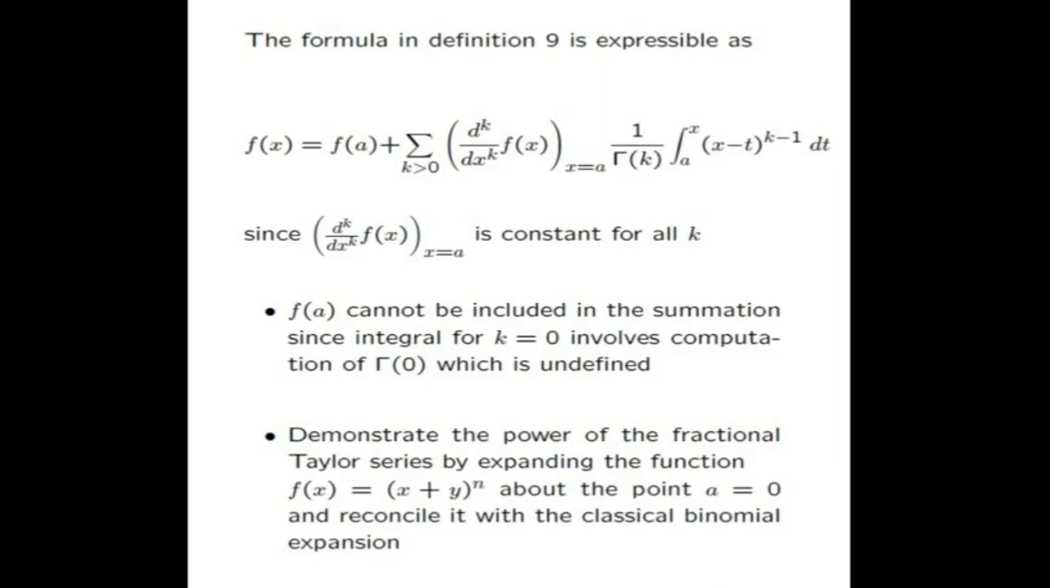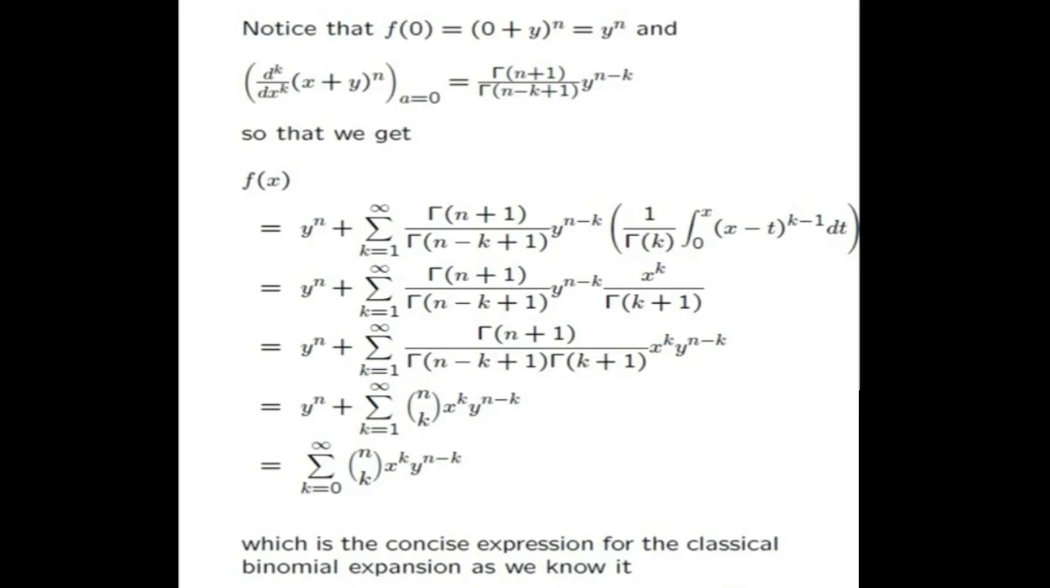Okay, so we cannot include that, but we're going to demonstrate the power of this fractional Taylor series by applying it to the binomial expression x plus y to the n, about the point a equals 0. So first thing we must do is to compute f of 0, and we get that easily. We just substitute 0 in x, and then we compute the kth order derivative of x plus y to the n and evaluate that at a equals 0. We obtain this expression with gamma coefficients. Okay, so if we substitute these two results into the generalized fractional Taylor series formula, we can easily reconcile it with our classical definition of the binomial expansion formula.